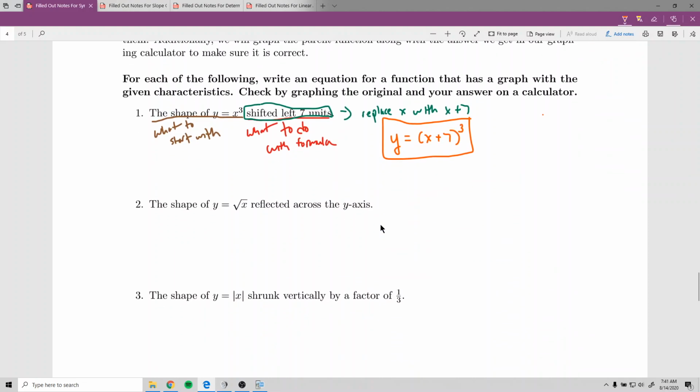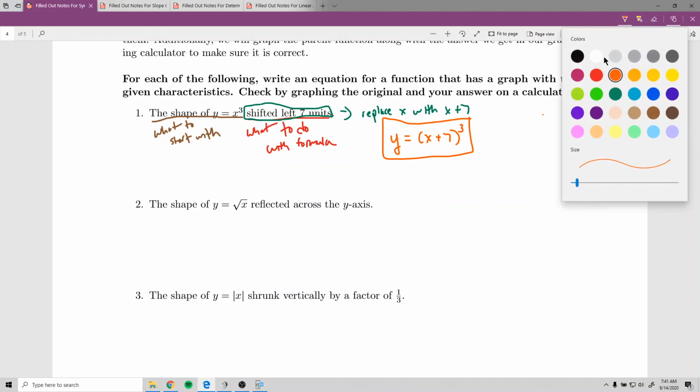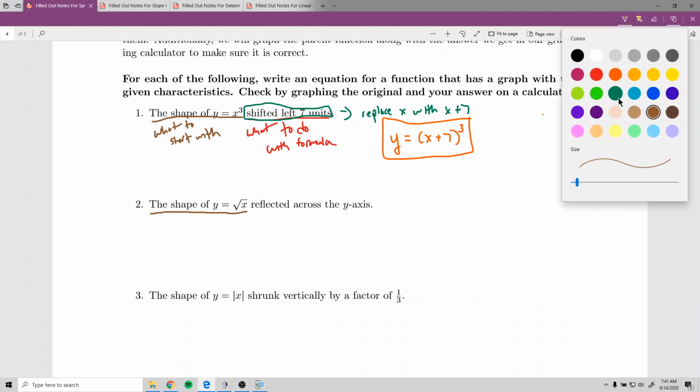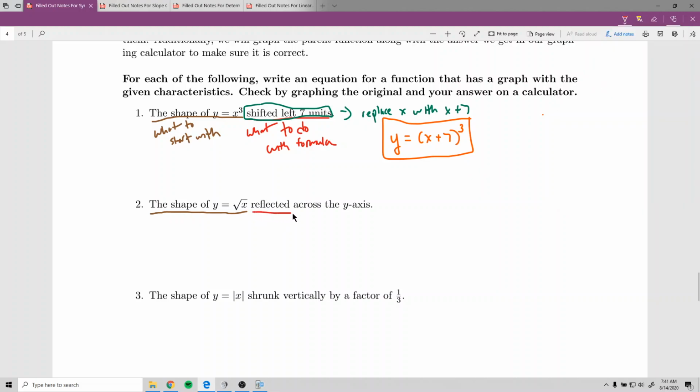All right, number 2. We want the shape of y equals x squared. Once again, that's what we're starting with. It doesn't really matter. What's important is what we want to do with it. Reflected across the y-axis.